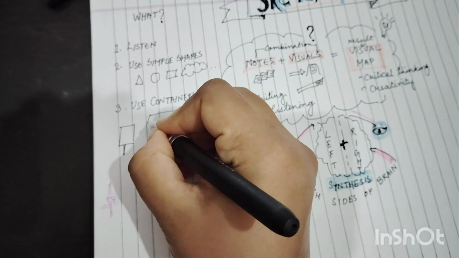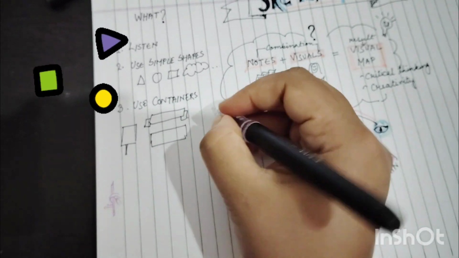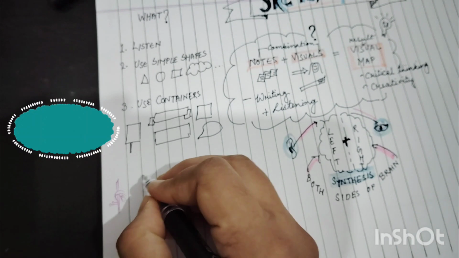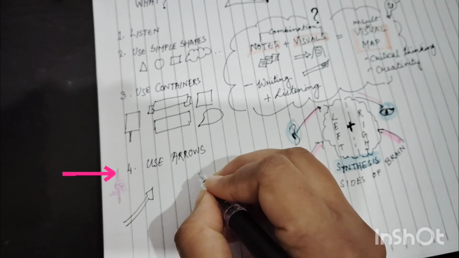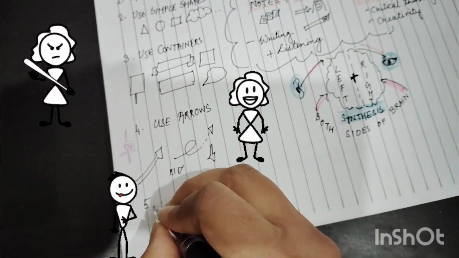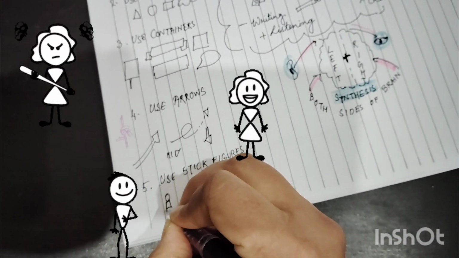Next, you need to use symbol shapes. Keep the major events, takeovers, etc. within containers. Use arrows to connect and stick figures and emojis for those characters.